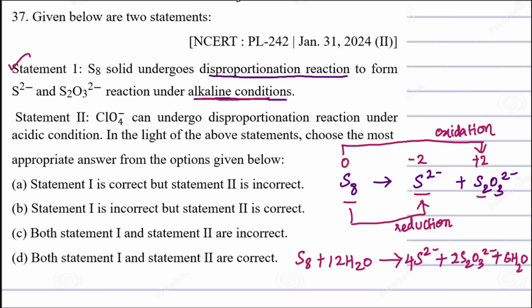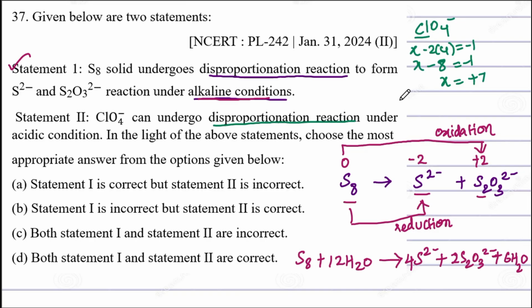Now let us go to statement 2. Statement 2 is: ClO4 minus can undergo disproportionation reaction under acidic condition. Is this statement correct or wrong? The oxidation state of chlorine in ClO4 minus is X minus 2 into 4 equal to minus 1, X minus 8 equal to minus 1, and the value of X is plus 7.